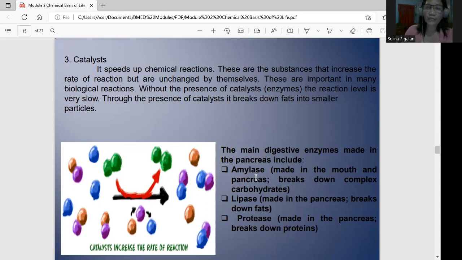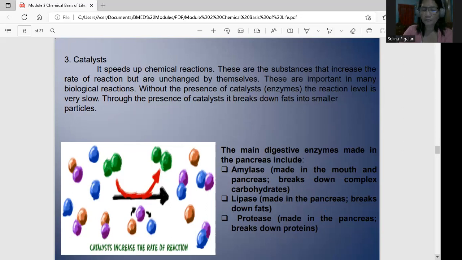Okay, that is the reason why na pag kumain kayo ng complex carbohydrates, matagal kayong gutumin. I-compare mo dun sa simple carbohydrates. Because matagal siya talagang tunawin sa atin, and with the help of the salivary amylase, it helps to break down these complex carbohydrates into smaller particles. The lipase is responsible to break down fats. The protease for the proteins. Okay, so that's the function of your catalysts.